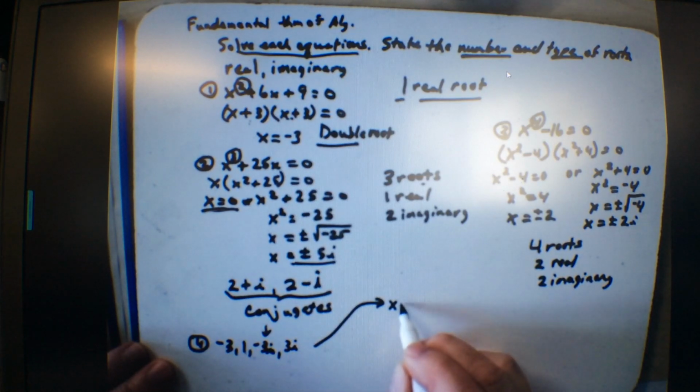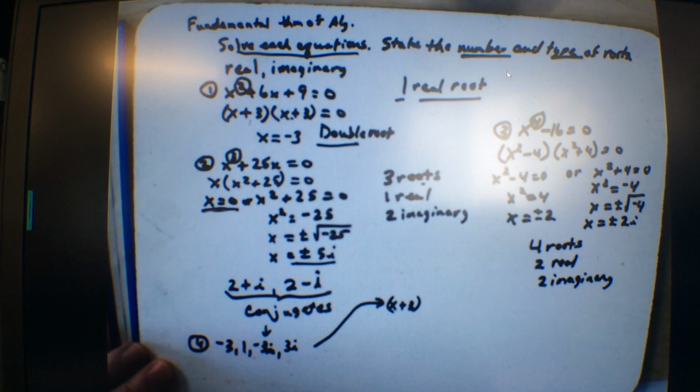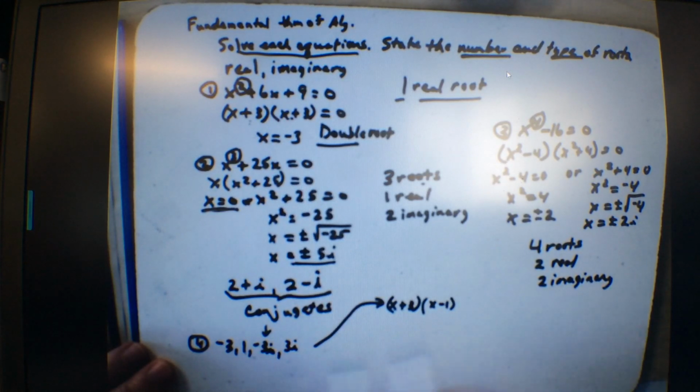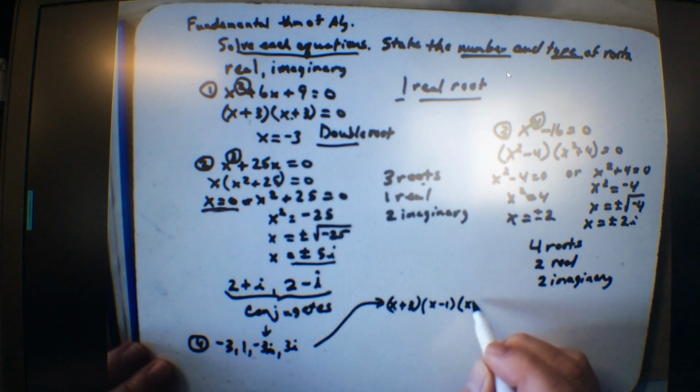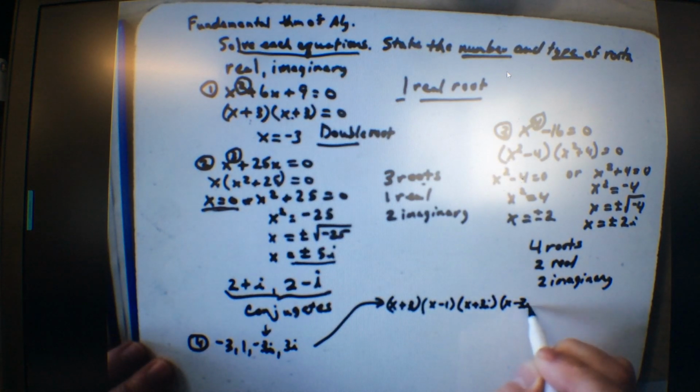x minus 3 is this, x plus 3, isn't it? If I had this and I wanted to find its roots, I would set it equal to 0 and this would be my answer. So what is 1? x minus 1. What is 3i? x, what? It'd be x squared. It's x plus 3i and x minus 3i.